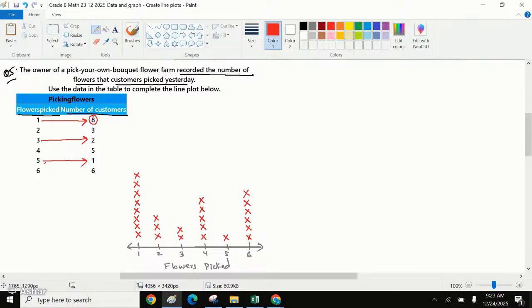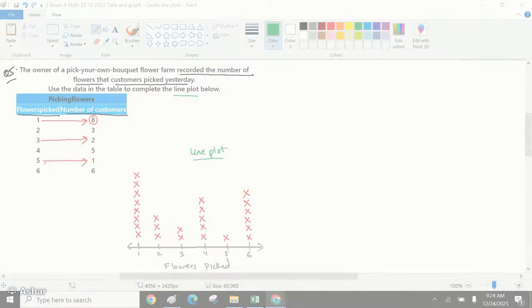So this is our line plot, because we had to draw the line plot. Okay, so this line plot gives us the information of how many flowers were picked by how many customers. Agreed? Any questions in regard to that? Okay, very good. Let's try one more question.